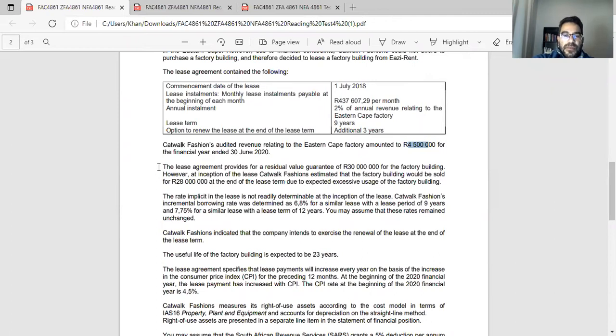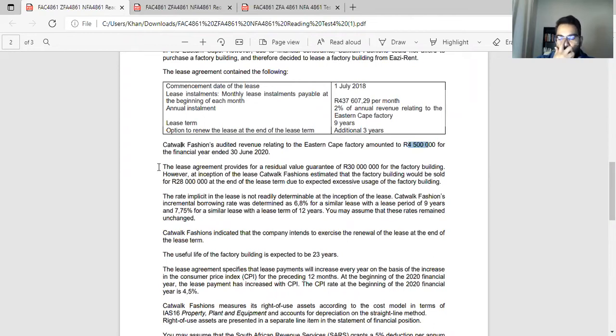The lease agreement provides for a residual value guarantee of 30 million rand for the factory building. However, at inception of the lease, Catwalk Fashions estimated that the factory building would be sold for 28 million at the end of the lease term due to expected excessive usage of the factory building.